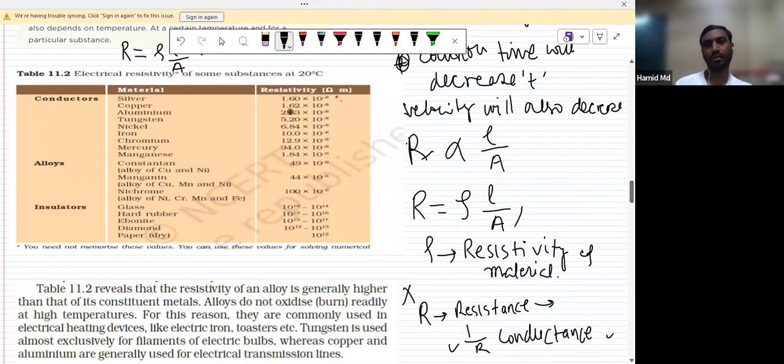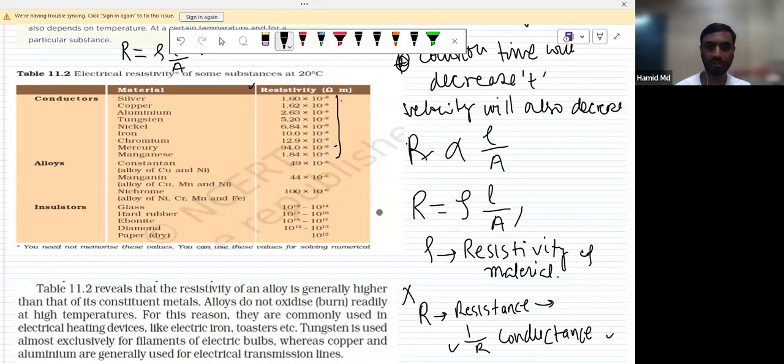See, these are conductors. What are conductors? Conductors are those whose resistivity is low. 10 to the power minus 8 is almost 0. We can't say 0, but 10 to the power minus 8 is very small.